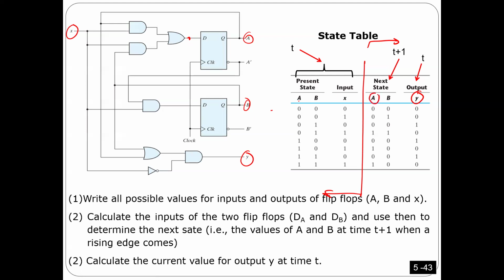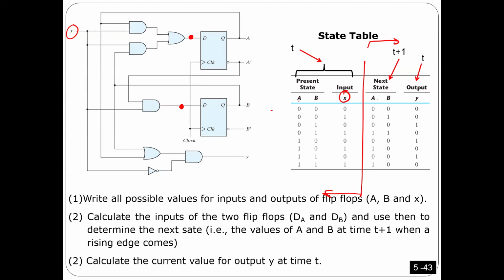Anyway, so now the question is, how can you find this equation? I need to find the equation for the new value of A, and this equation has to be a function of the old value of A, the old value of B, and X. Same thing for B, same thing for Y. So how can you get these equations? As I told you last time, number one, to get this equation, you need to calculate the input of the flip-flops. It's just a general rule.